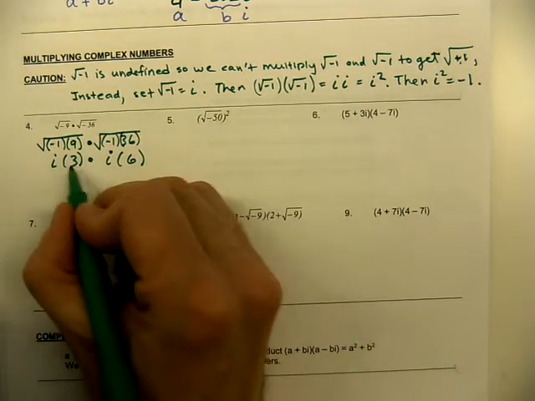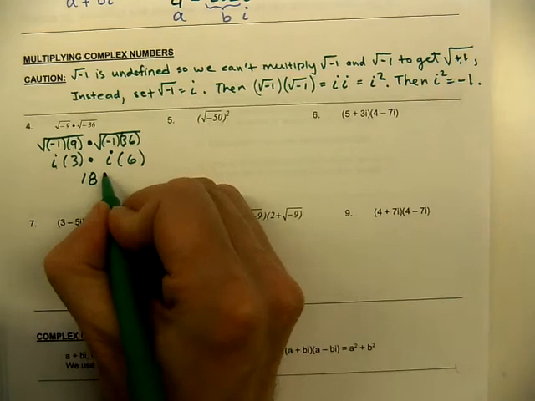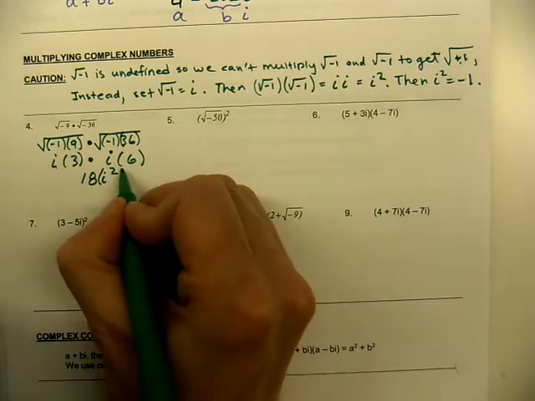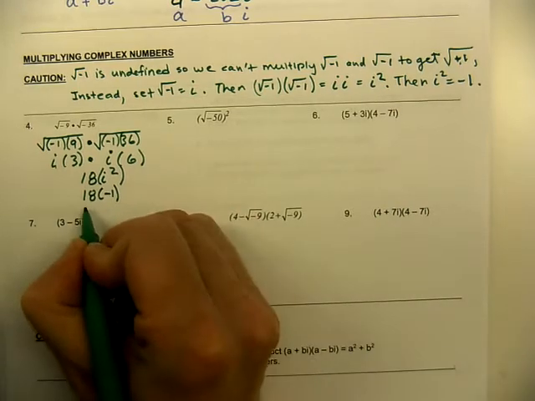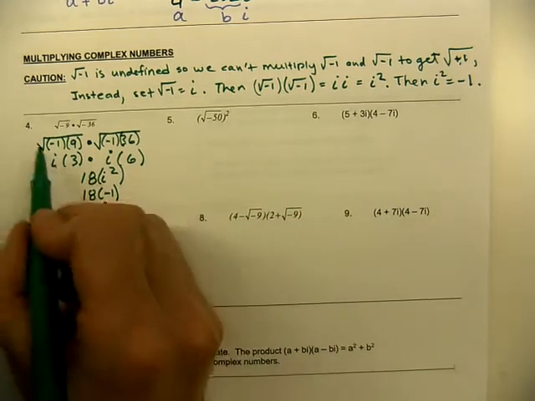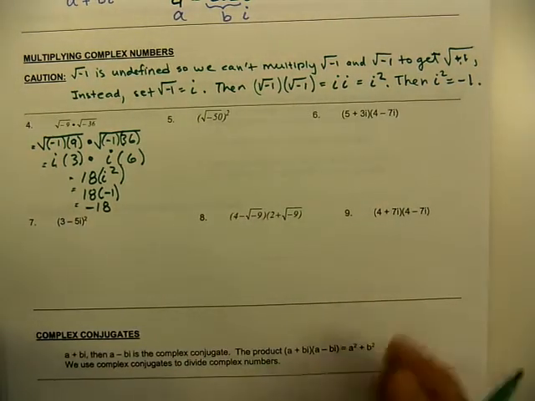Here's another i, and here's a 6. So when we multiply it together, 3 times 6 will give us a coefficient of 18. i times i will give us i squared, and we always do a substitution, replacing that i squared with a -1. So the final answer is -18. All right, that's the concept.